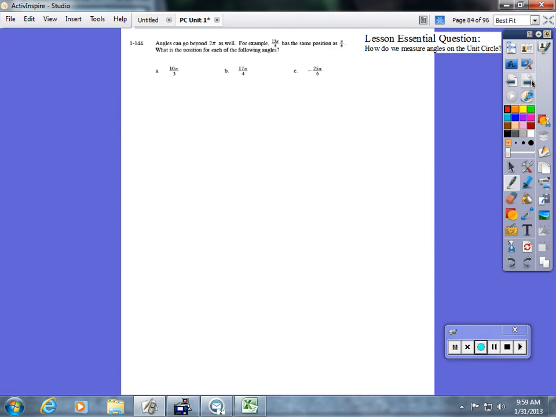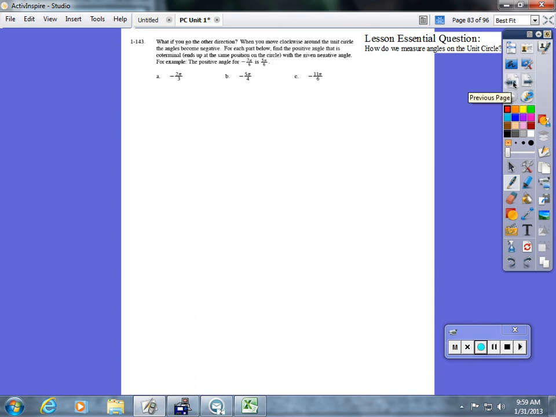Negative angles and angles bigger than 2 pi. We're going to have to come back to that, and I'll be back.